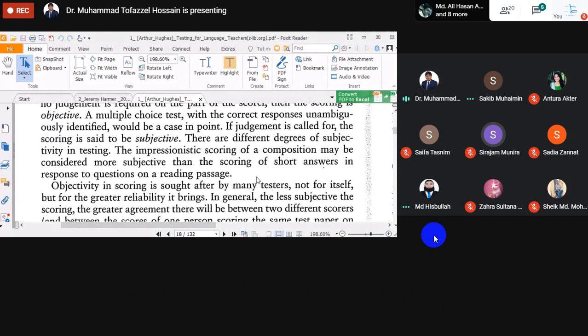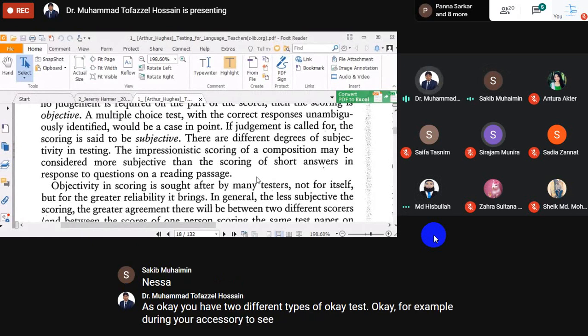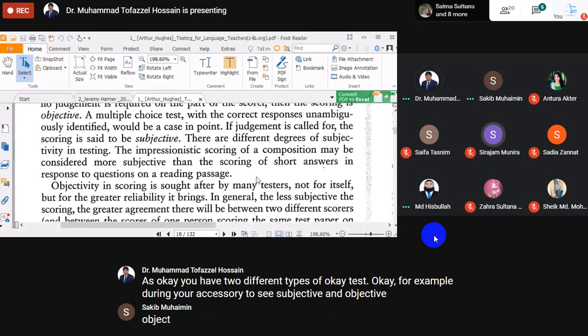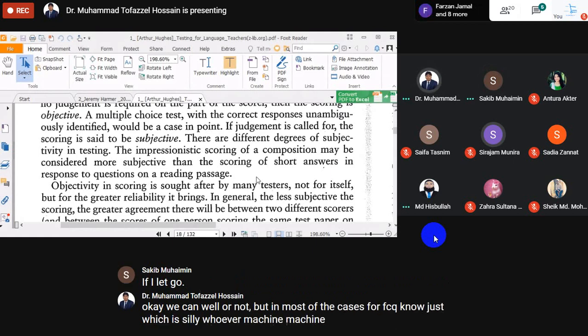Got it? Yes, sir. As you had two different types of test, for example, during your SSC or HSC: subjective and objective. নৈর্ব্যক্তিক এবং কি ছিল এটা রচনামূলক। So your subjective is রচনামূলক, যেখানে আপনার পড়ার পর টিচার কি করবে, জাজ করতে হবে whether you have written well or not. But in most of the cases for MCQ, no judgment is necessary. OMR machine can do this even.